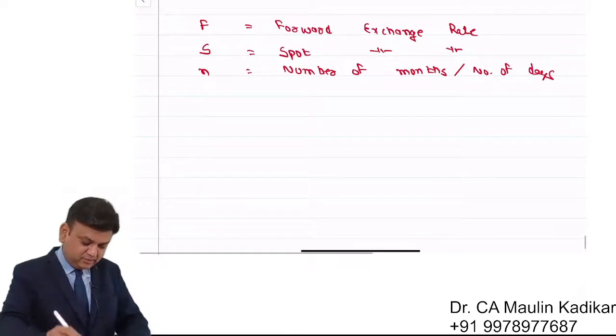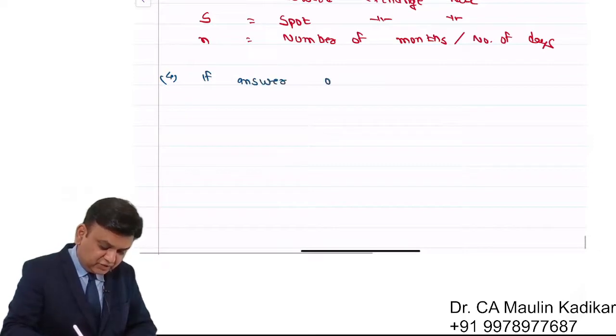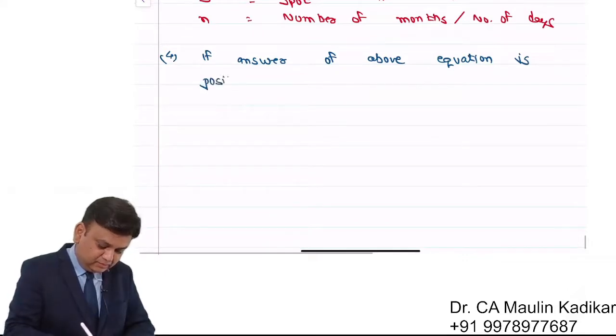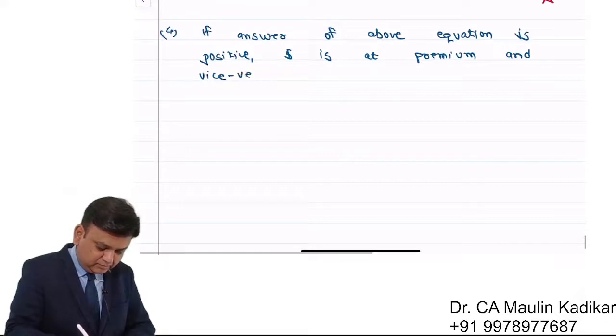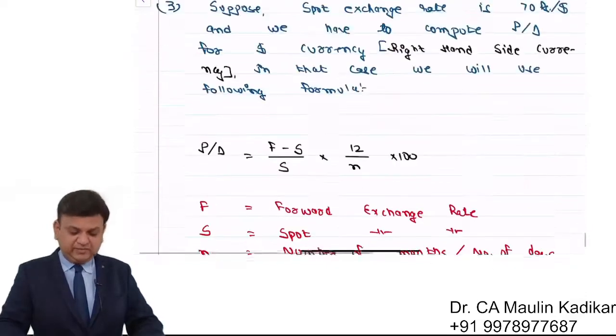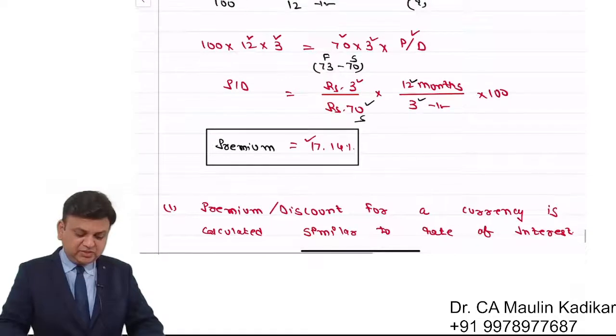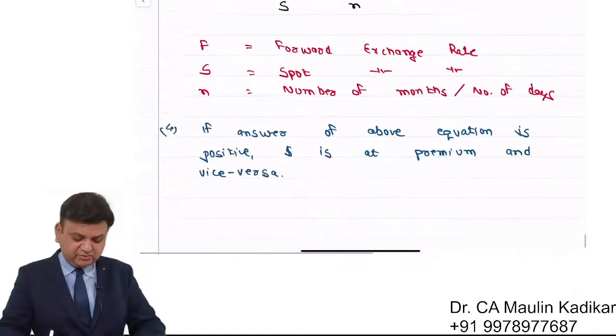Next point. If answer of above equation is positive, comma, dollar is at premium, and vice versa. यानी ये हमारा प्रीमियम या डिस्काउंट कैलकुलेट करने का फॉर्मूला है फॉर राइट हैंड साइड करेंसी. इसका जो रिजल्टेंट आंसर है वो अगर पॉजिटिव है देन इन दैट केस से द डॉलर करेंसी इज अ प्रीमियम, अदरवाइज इट विल बी अ डिस्काउंट, ऐसा हम लोग समझते हैं.